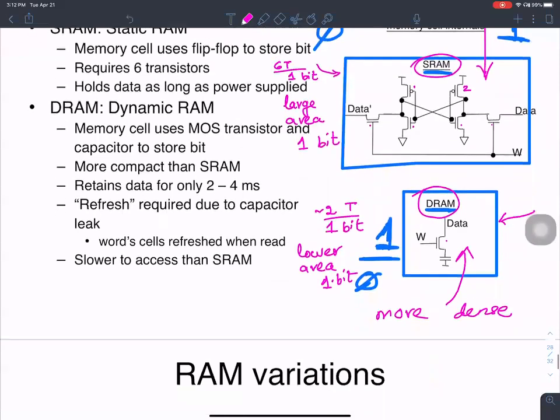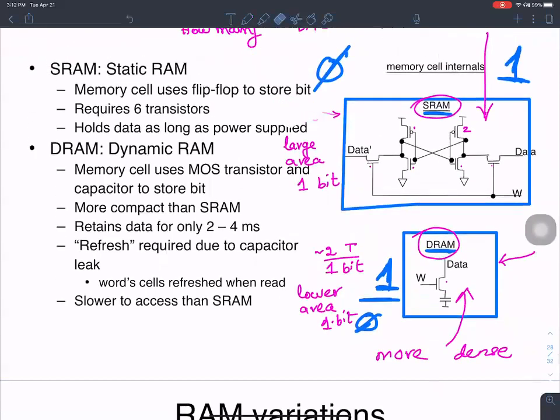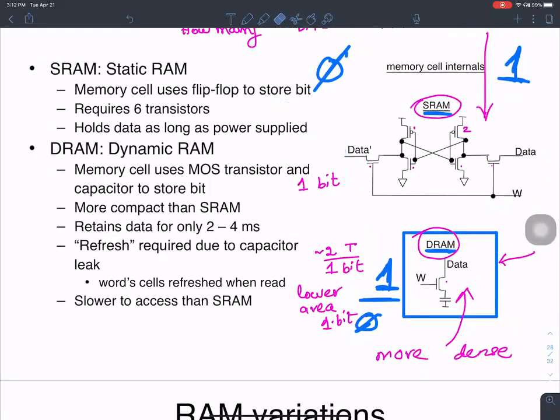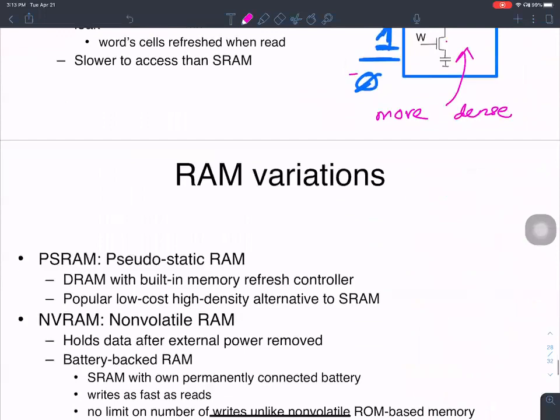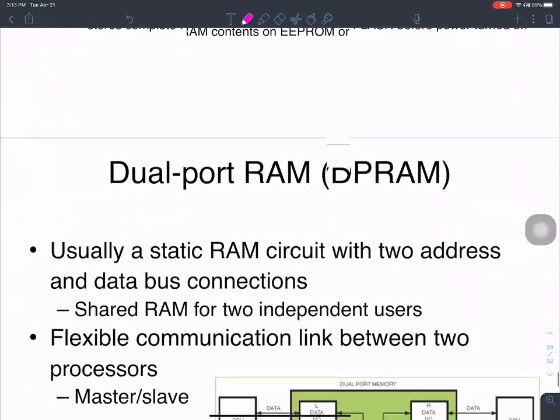All of this we did in the last class. Large area per 1 bit. This is lower area per 1 bit. So this is more dense compared to SRAM, which is less dense. So when I say density, I imply how many bits per millimeter square. So this is what we did in the last class.